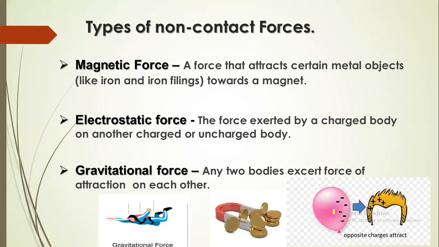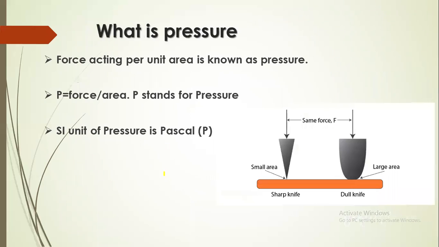If we take the balloon near the hair, it will attract the hair. Gravitational force: any two bodies exert a force of attraction on each other. See this man. This man is falling from the sky downwards. Why does he come downwards? Because there is a force attracting him downwards, and this force is exerted by the earth. This is known as gravitational force.